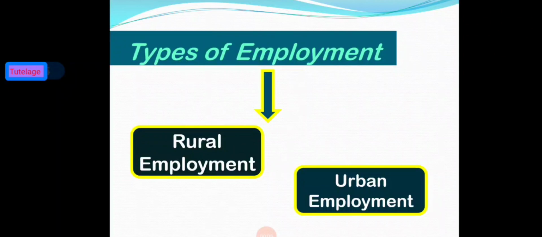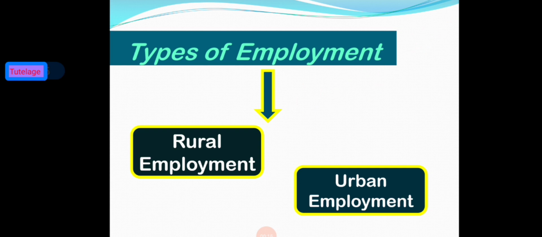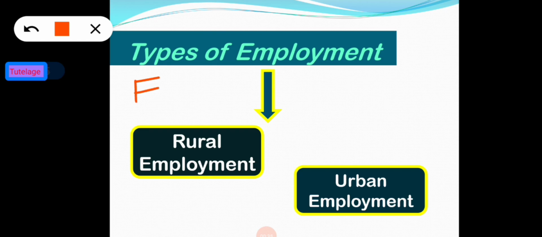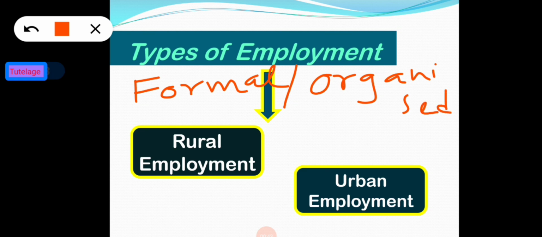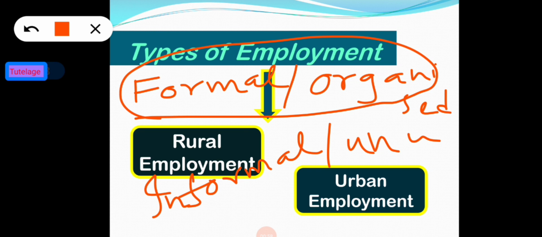Just forgot to mention another type of employment. So, learner, another one is, employment is of two types. The first one is formal or organized employment, and another one is informal or unorganized employment. So at first we have to discuss what we mean by formal or organized employment.